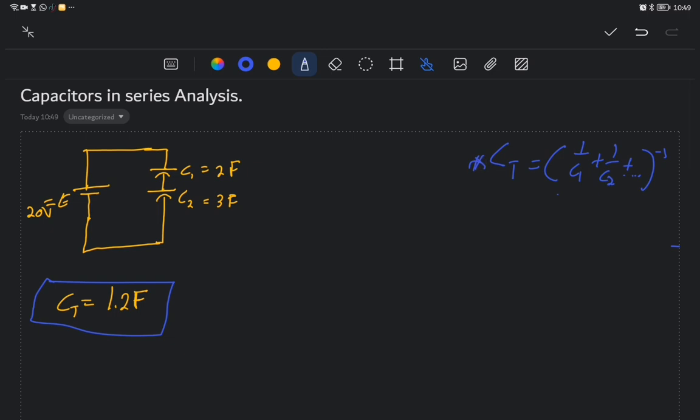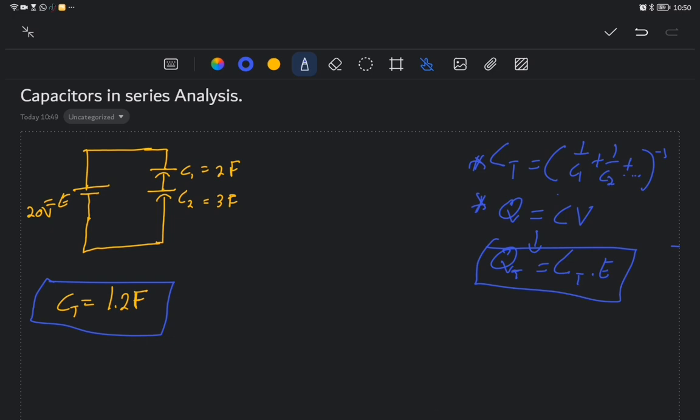And then if they say maybe calculate the charge, how are you going to calculate the charge? Well, you need to know the second formula, which says that Q is equal to CV. For total charge, you derive this from the same formula. It converts to QT is equal to CT multiplied by E. Remember, it is the total voltage supplied by the battery. So that is the formula for calculating the total charge.